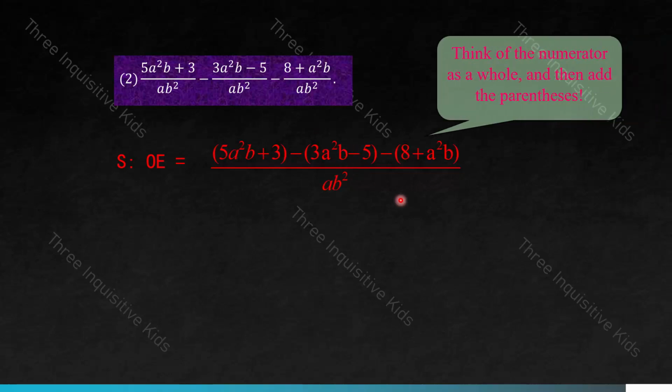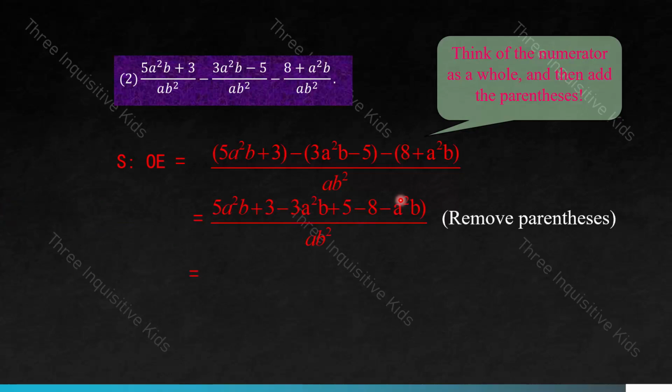Think of the numerators as a whole and then add the parentheses. Again, this is emphasizing our holistic thinking. So after that, we can combine like terms, remove the parentheses, and we have a squared b over ab squared. And now we can reduce the fraction into a over b, since the common factor that can be cancelled out is ab.